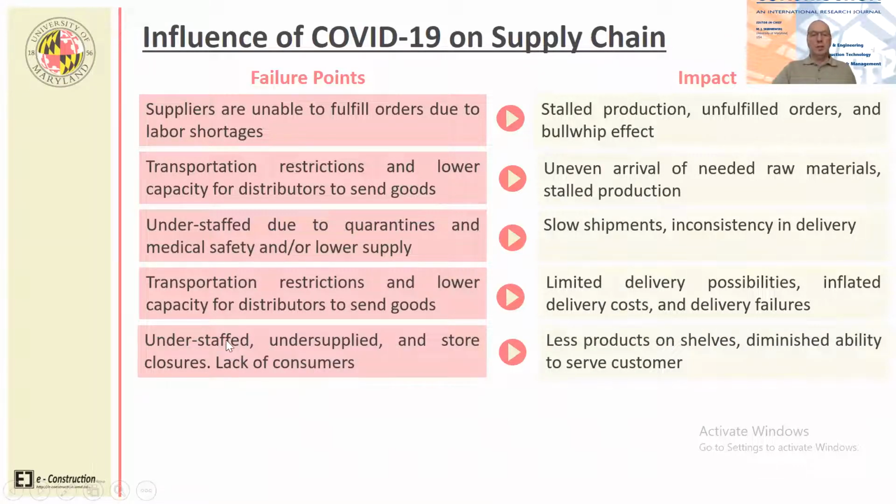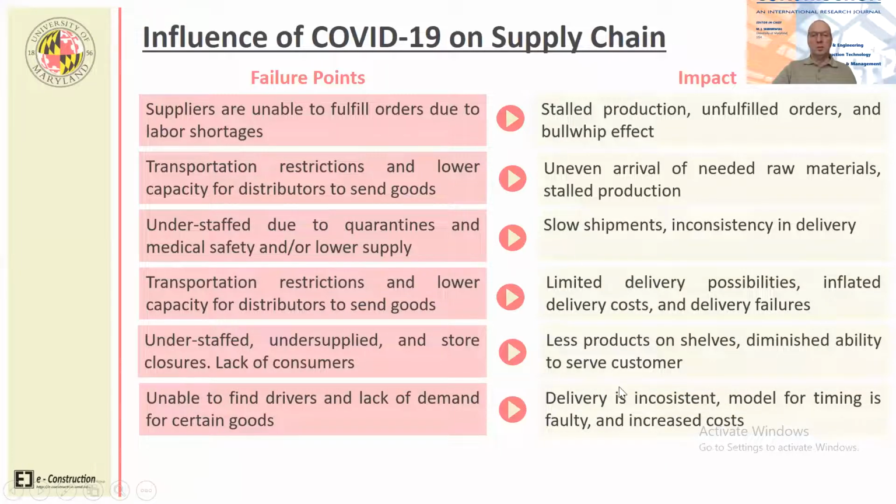So we have understaffed contractors and suppliers, undersupplied vendors. There are some store closures due to the fact that some businesses don't manage to survive because of the problems in the supply chains. Sometimes that's because of an insufficient number of consumers of the products that these companies produce. So less products actually on suppliers' shelves, diminished quality to serve customers, limited choices that these customers would have.